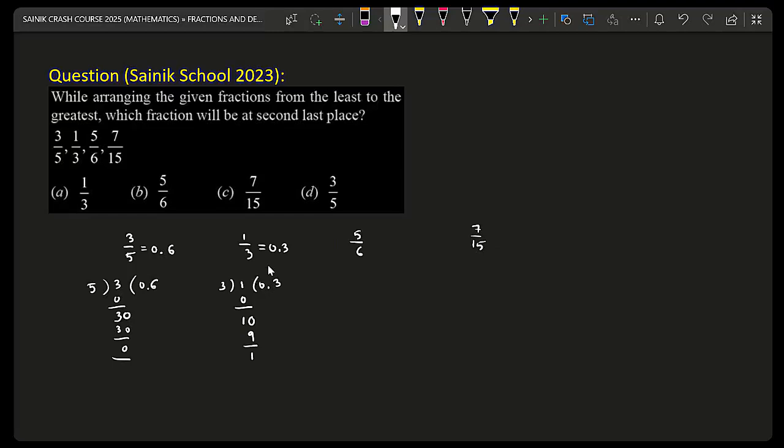Okay, next, 5 by 6. How can I convert 5 by 6 into decimal form? Sir, 6 divided by 5. 6 divided by 5 means wrong answer. Actually, 5 divided by 6. We are dividing 5 by 6, right?